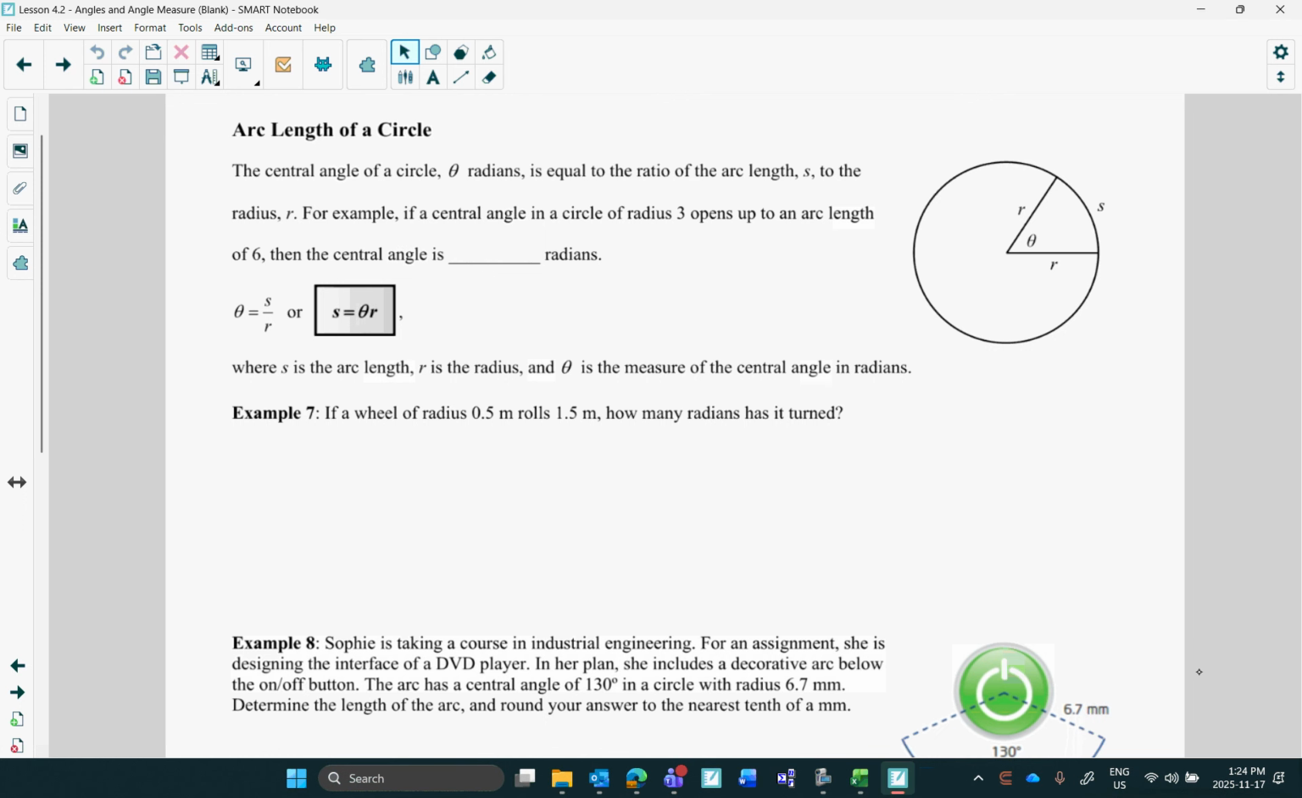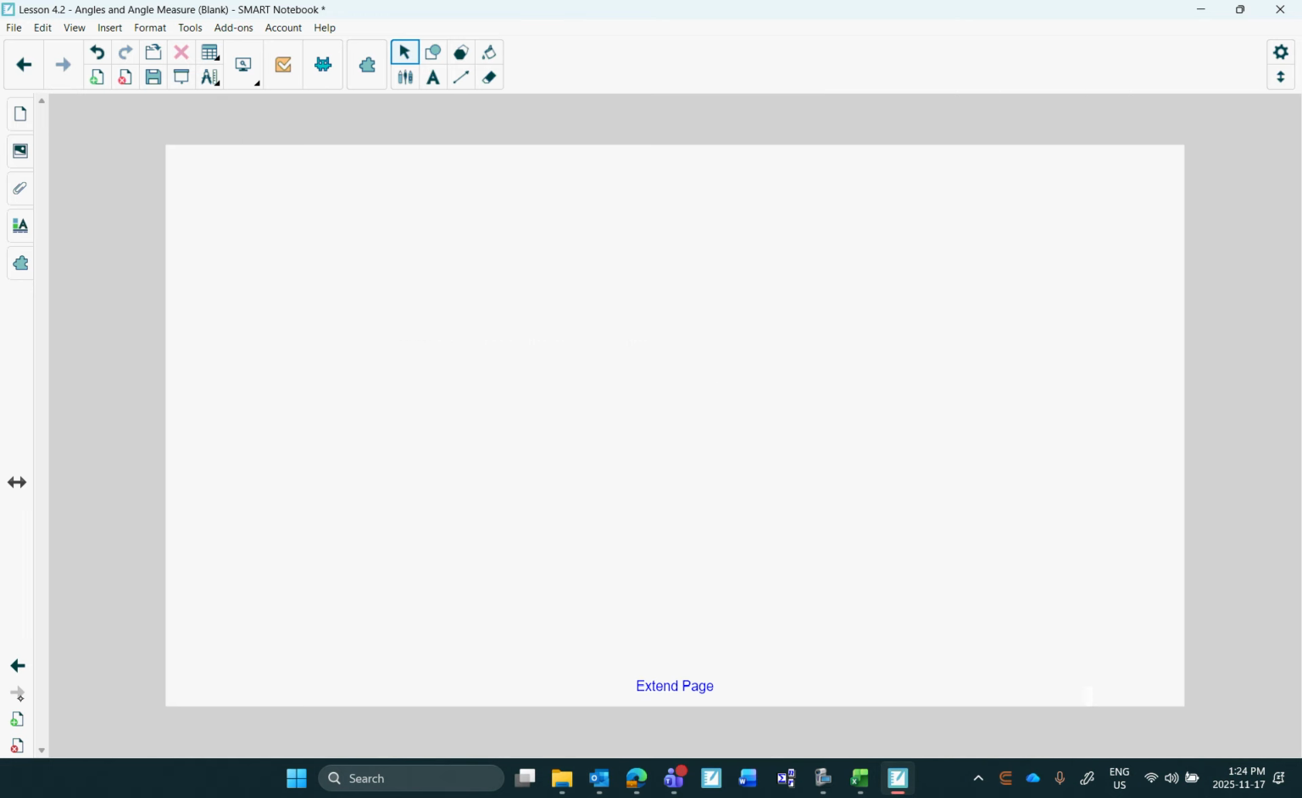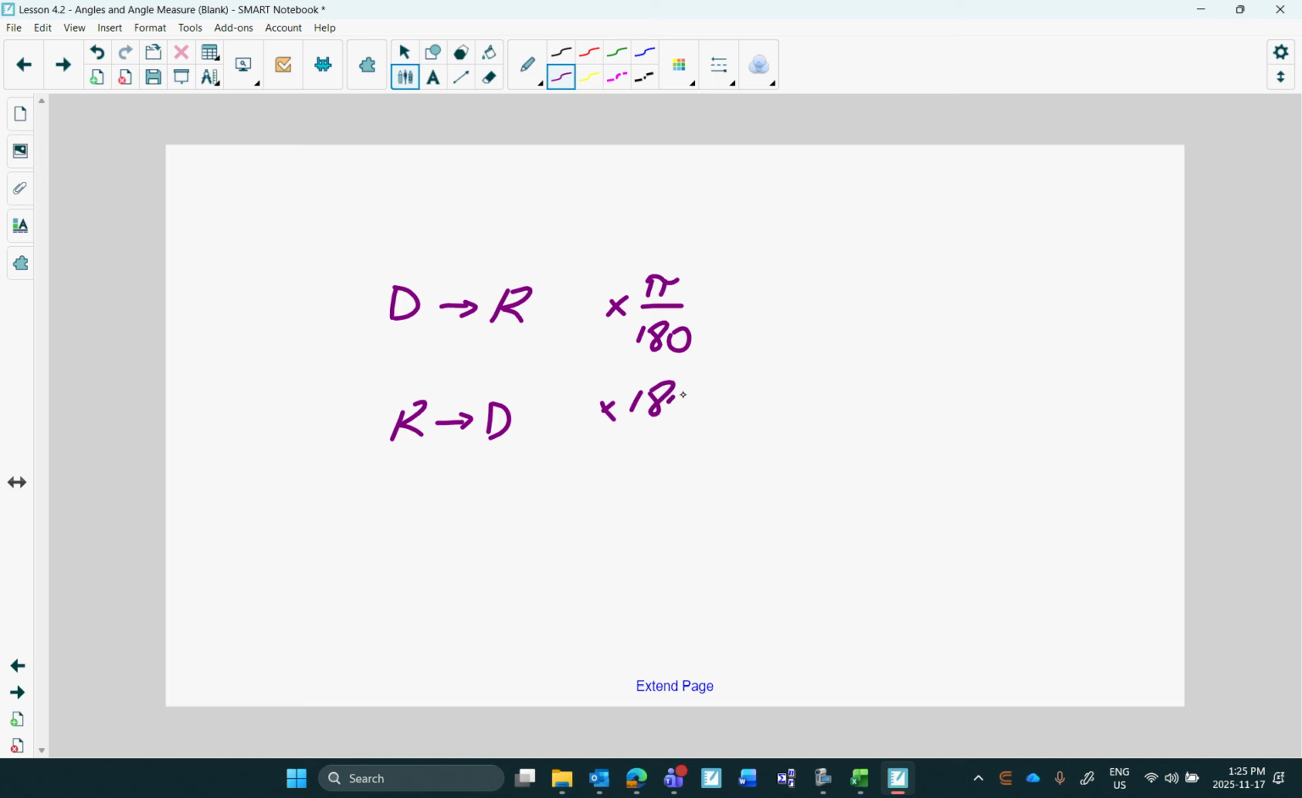So remember, one of the big things we did in this lesson was learn a new angle measure called radians. And we learned that to convert from degrees to radians, what did we do? Multiply by pi over 180. And what if I want to go the other way, radians to degrees? Times 180 over pi, good.